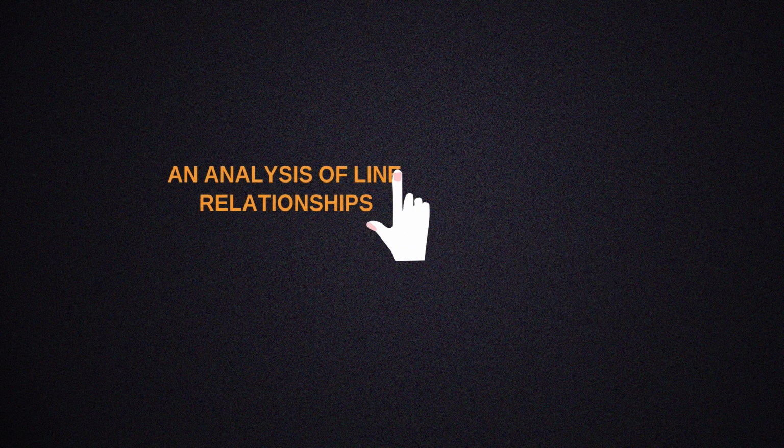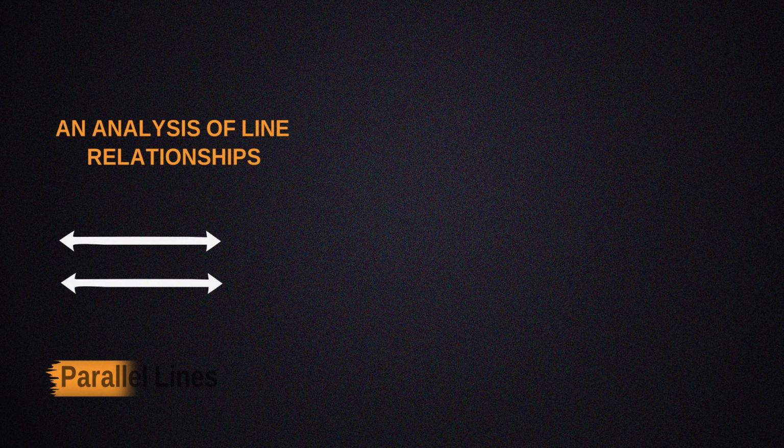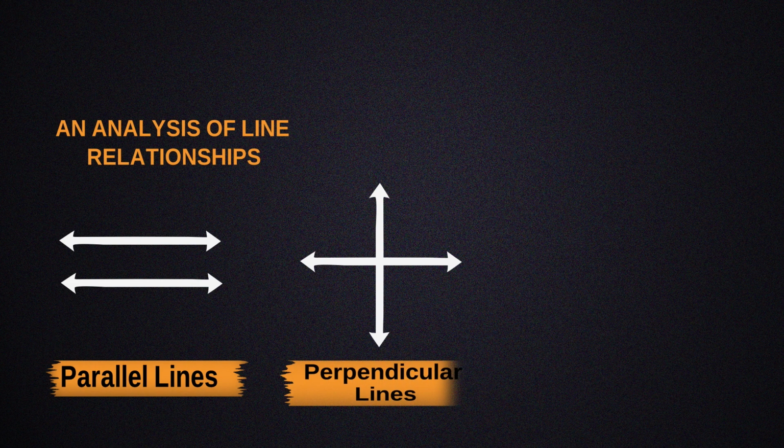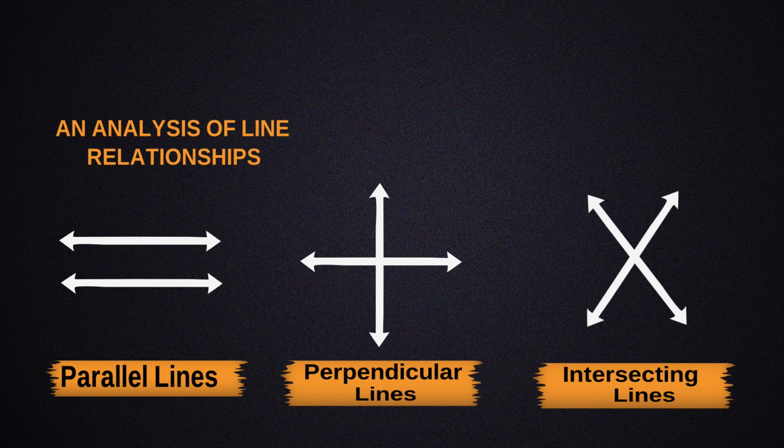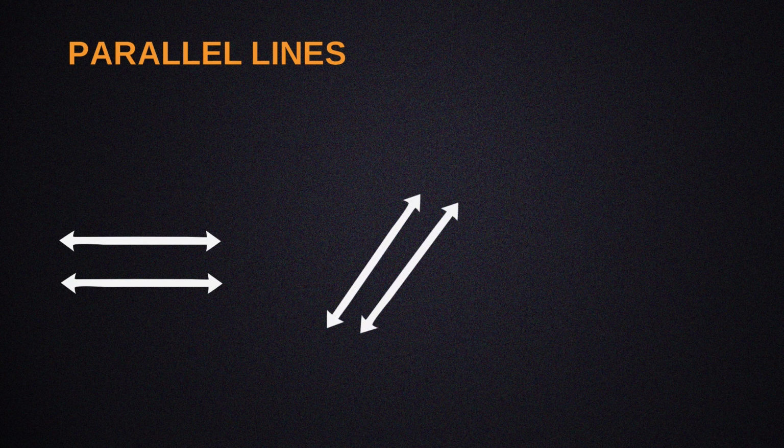Now let's look at the relation between lines. Lines can be parallel, perpendicular, or intersecting. First, let's look at parallel lines. Parallel lines are a pair of lines that are the same distance apart and never touch each other. Parallel lines can be in any direction, like horizontal, vertical, or even diagonal.